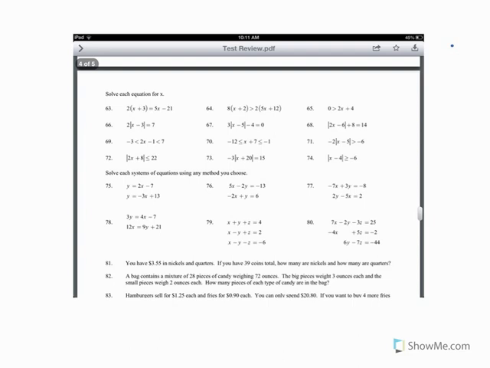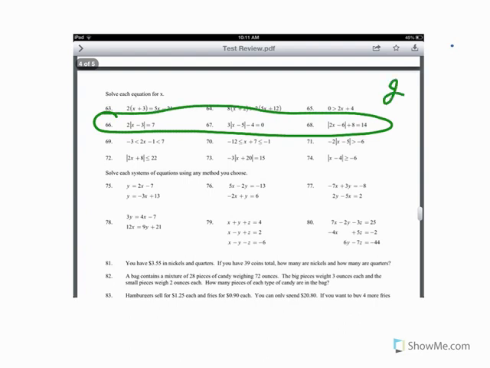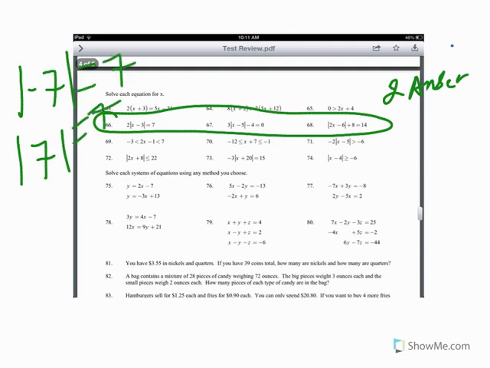66, 67, and 68 are all absolute values. When you deal with absolute values, you're going to have 2 answers every single time. So for all of these values, you're going to have 2 answers. The reason is that if I want the value of 7, since absolute values turn everything into a positive, I could have negative 7 and 7, and those would both give me 7 as an answer. So that's why there's 2 answers.